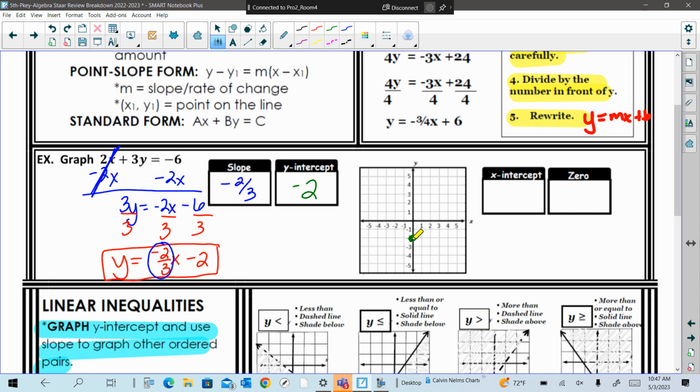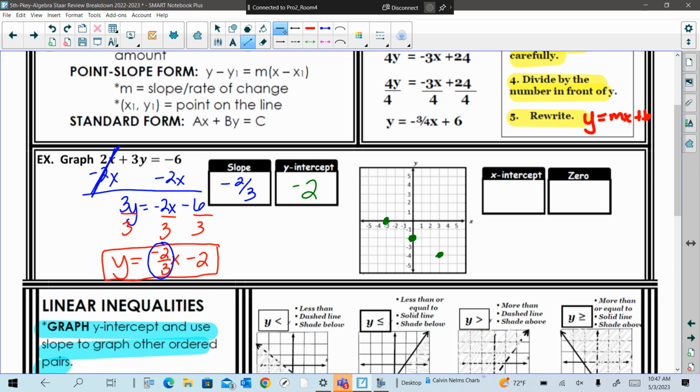All right. Okay, so from this point, how do we use the slope to move to the next point? Down 2 to the right 3: 1, 2, 3. Good. All right, so there. Or I could go up 2 to the left 3. And then we would use our straight edge to draw a line through that.